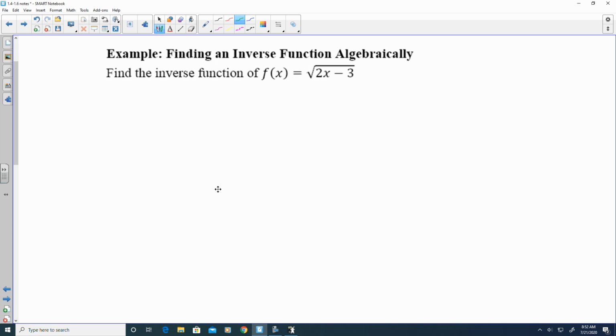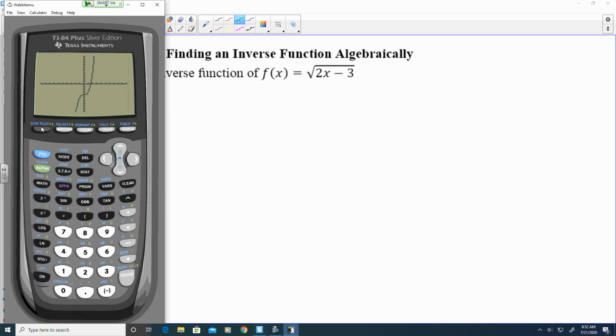There are times that our answer is not going to perfectly reflect that, so we need to maybe restrict the domain. In this example, we do need to restrict the domain, so that is something to check at the end. First, we're going to verify that this passes the horizontal line test to make sure we can even do it. 2x minus 3, parentheses over the whole thing.